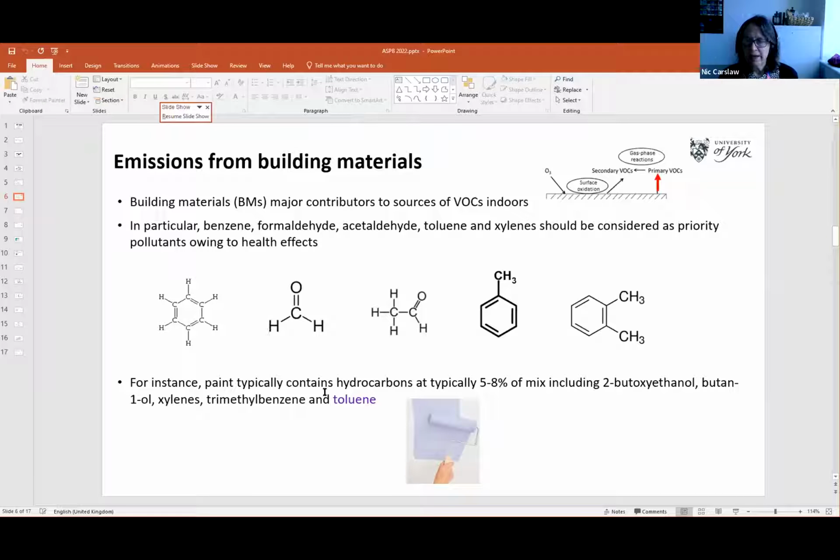Now, if you look at paint, paint contains some of these volatiles, typically at about 5 to 8% of the mix. And it includes some of these compounds that I mentioned above, like the xylenes and toluene. Now, the next slide might be slightly scary for some of you, but I just want to show you what can happen when toluene is released into the air.